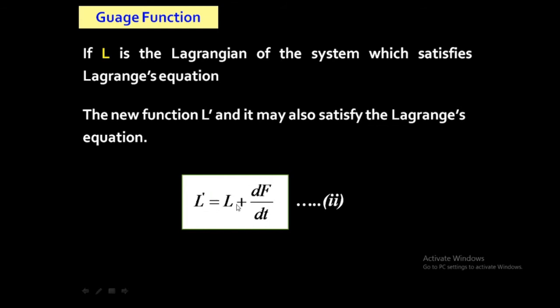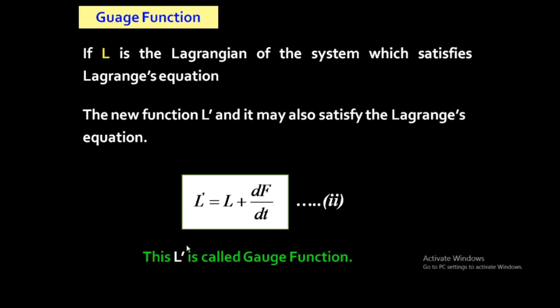If L is satisfying the Lagrangian equation, then L dash should also satisfy the Lagrange's equation. So we will prove whether L dash is satisfying the Lagrangian equation or not. L dash is nothing but L plus df by dt, and L plus df by dt is called the gauge function.